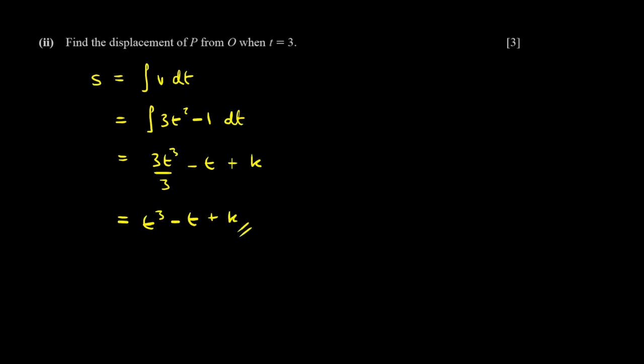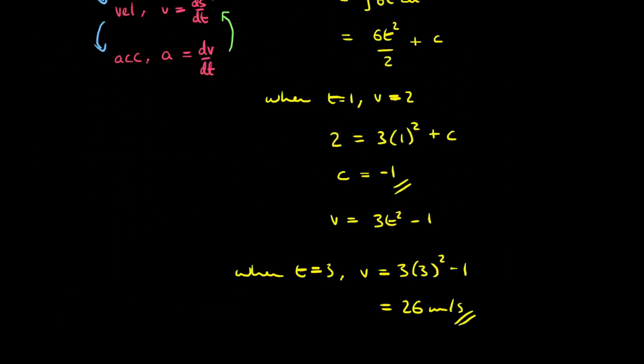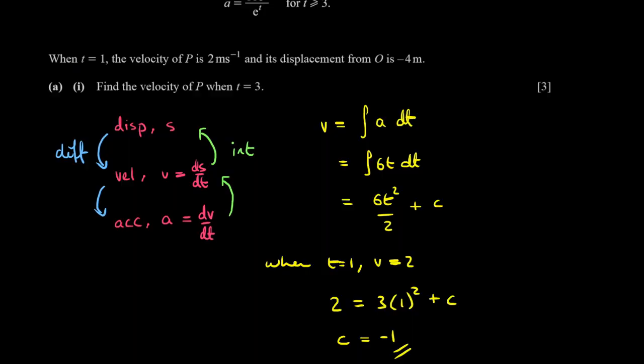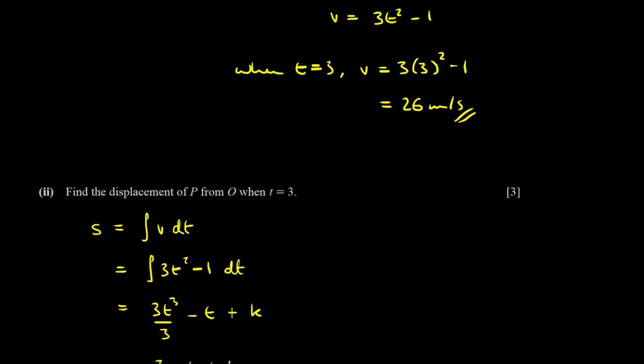And again, what we want to do is find the value of this constant here. How are we going to find that constant? Well, we've got to substitute in. If we go back up the question, we are told that when t is equal to 1, the displacement is negative 4. So we're going to write that down.